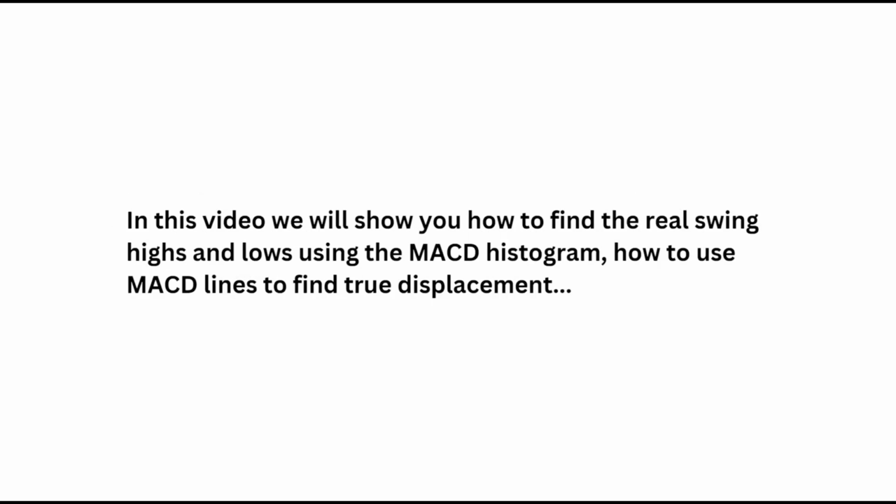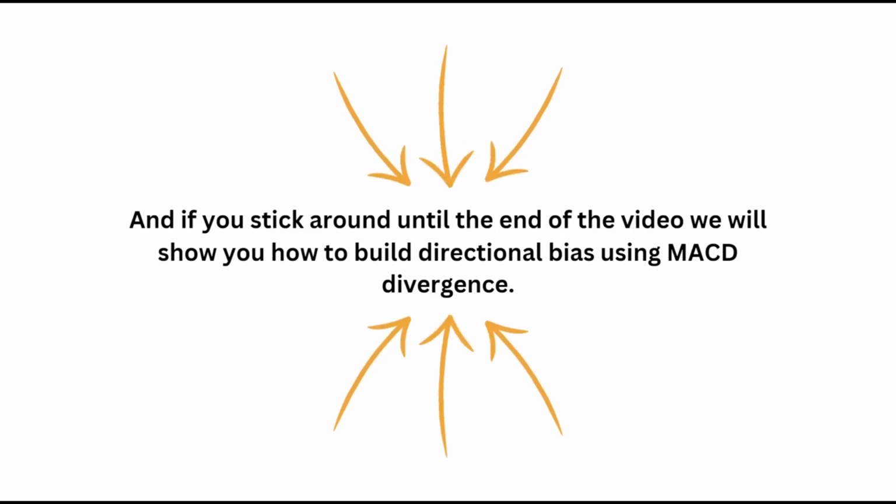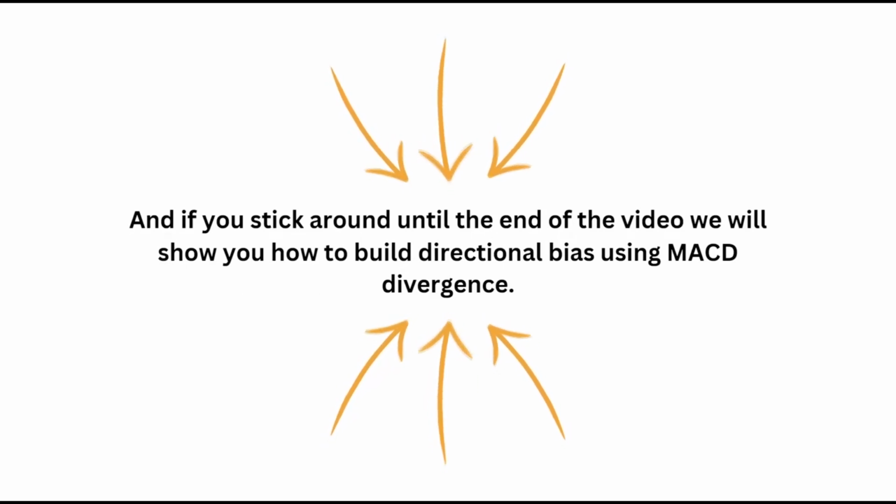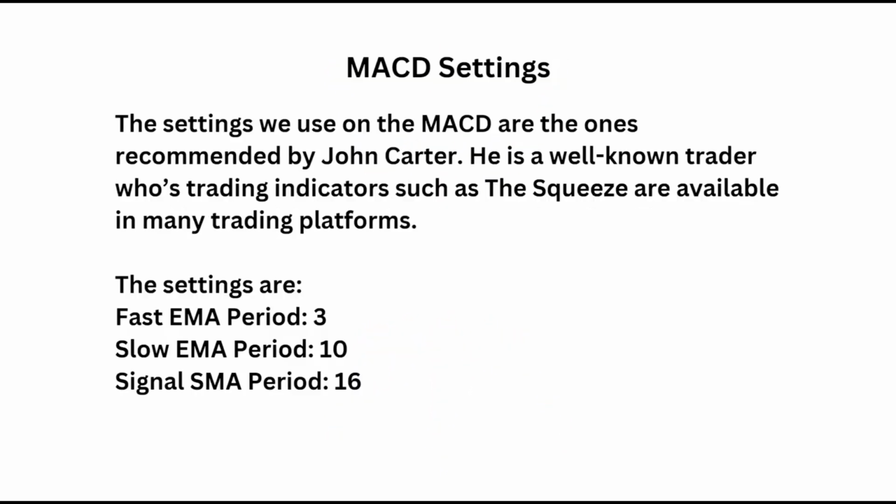In this video, we will show you how to find the real swing highs and lows using the MACD histogram, how to use MACD lines to find true displacement, and if you stick around until the end of the video, we will show you how to build directional bias using MACD divergence.